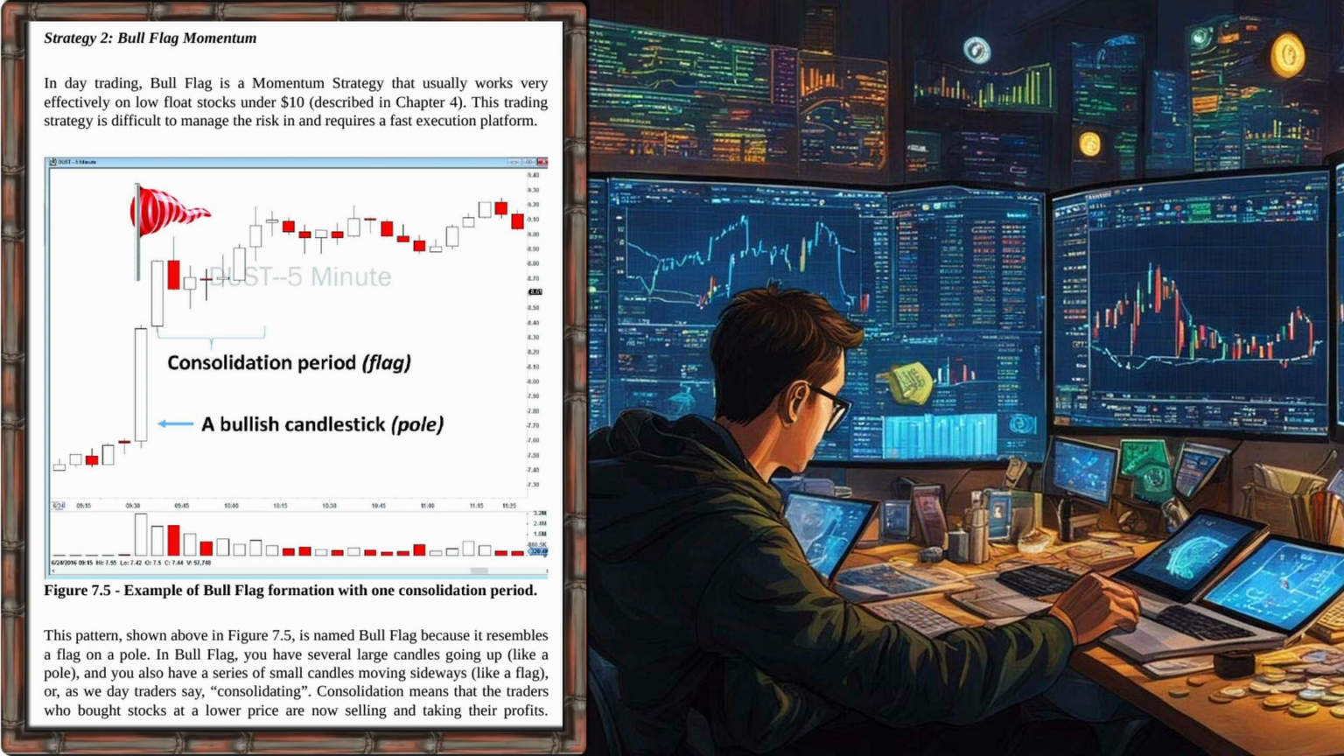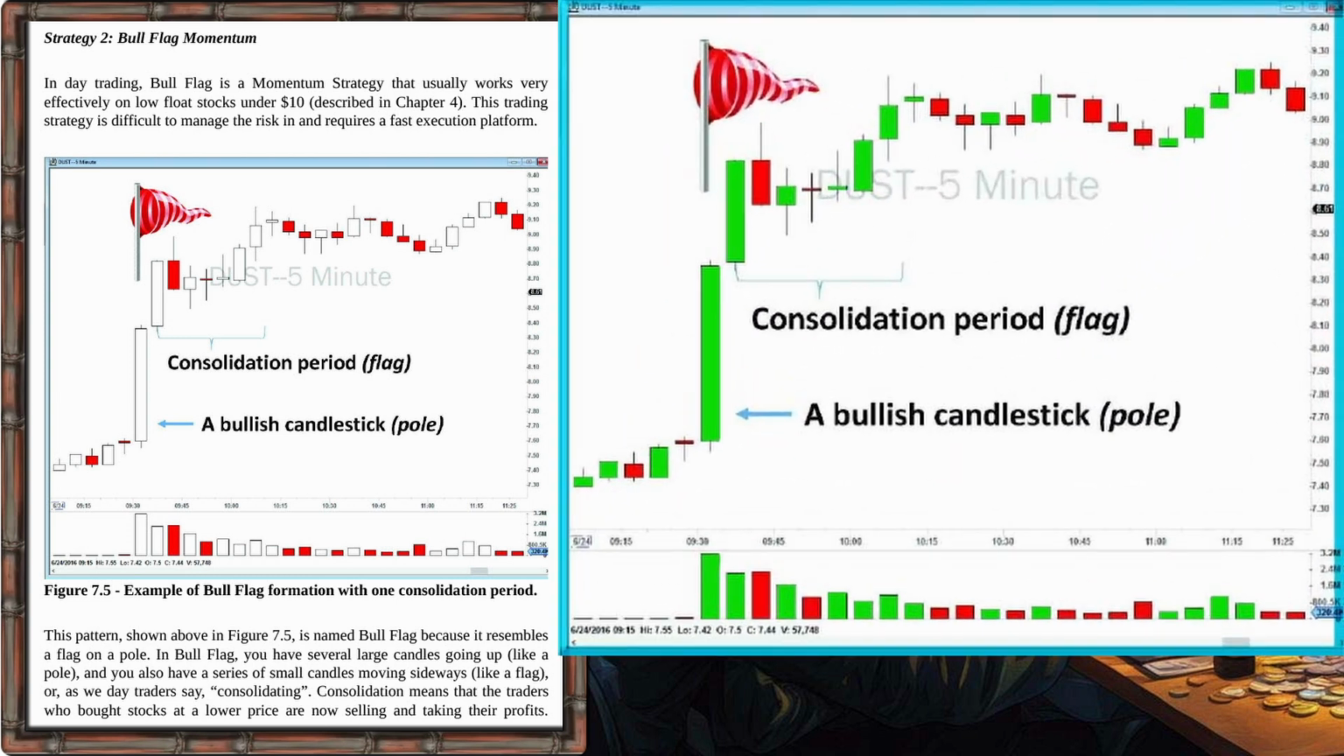Strategy 2. Bull flag momentum. In day trading, bull flag is a momentum strategy that usually works very effectively on low float stocks under $10, described in Chapter 4. This trading strategy is difficult to manage the risk in and requires a fast execution platform. This pattern, shown above in Figure 7.5, is named bull flag because it resembles a flag on a pole. In bull flag, you have several large candles going up, like a pole, and you also have a series of small candles moving sideways, like a flag, or, as we day traders say, consolidating.